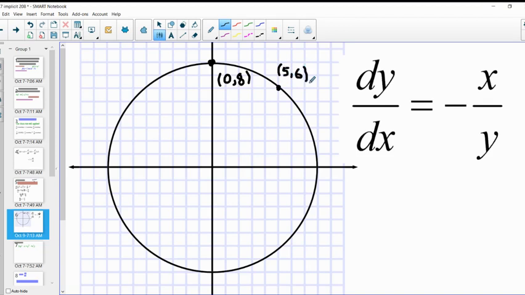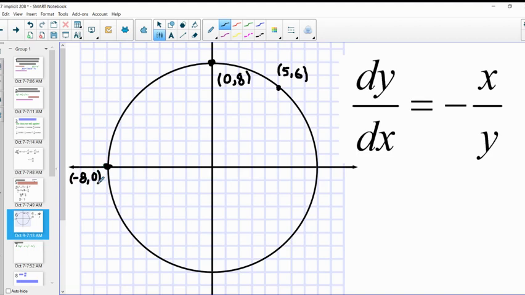Now we would expect that the slope of a tangent line is going to be negative. It looks like it's not quite negative 1. It's something a little bit less than negative 1. And sure enough, my formula for the slope of a tangent line is the opposite of x over y. It looks like the slope at that point of a tangent line would be negative 5/6, just as you would expect.